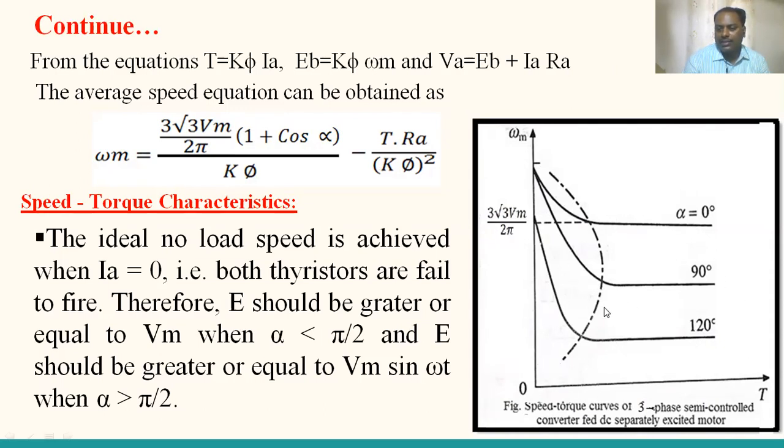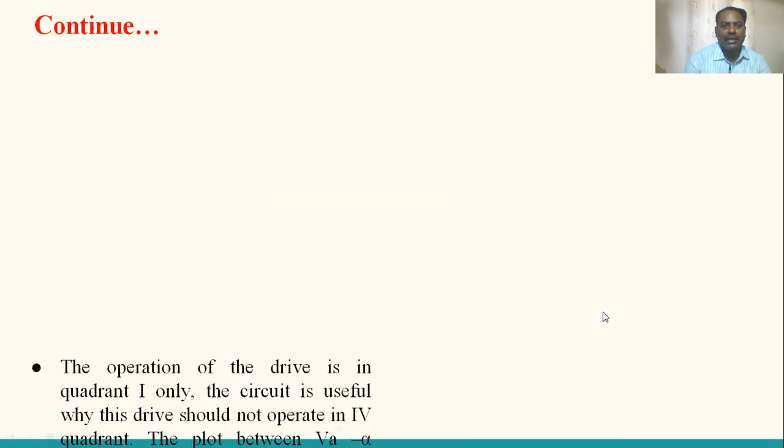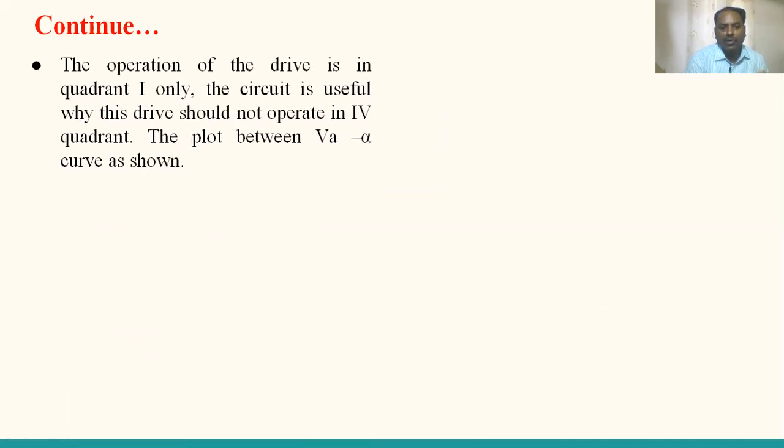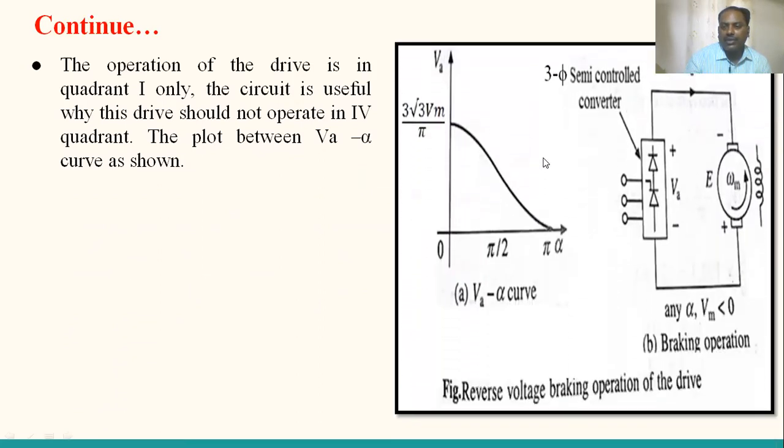This dotted line describes the boundary between continuous and discontinuous conduction modes, which is separated by the critical speed. These waveforms are discontinuous operation and these waveforms are continuous operation. So these are the speed torque curves of a three-phase semi-controlled converter fed DC motor. And there is a discussion here on why this drive operates in the first quadrant only, and why this drive should not operate in the fourth quadrant. It will help to look at the Va versus alpha curve.